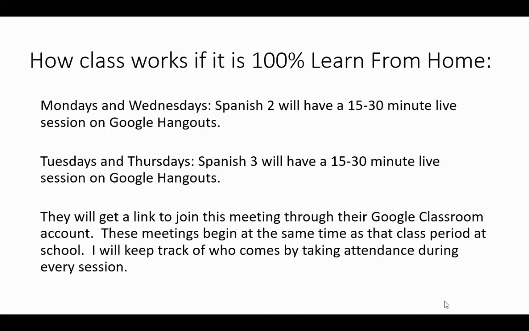These meetings begin at the same time as that class period at school. I will keep track of who comes by taking attendance during every session. This is just one of those things that is going to come up later if the student is failing and the parent wonders why. I can say, well, they missed class on this date. They didn't come to our live session. Now, if there's a conflict, I can work something out with the other teacher if they may have the class at the same time.